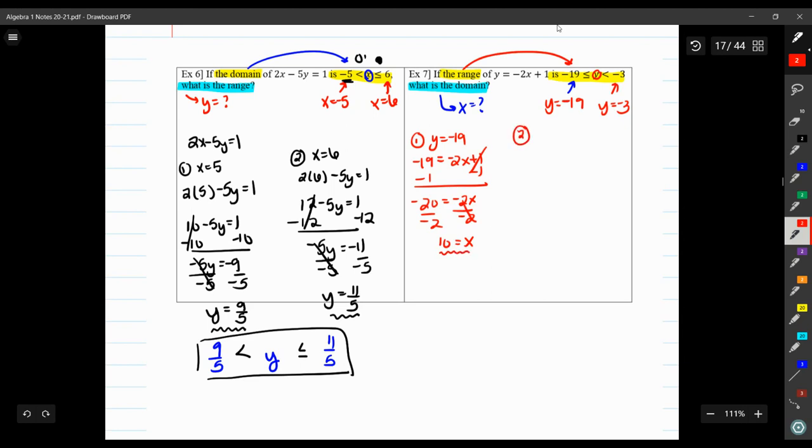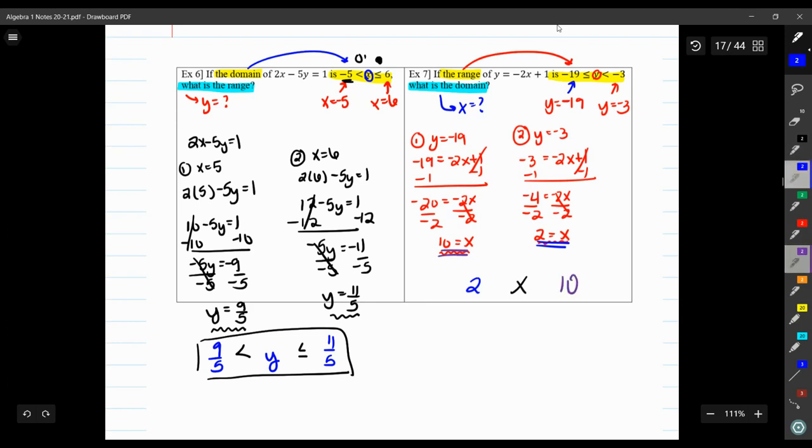Now we need the other boundary point. So we're substituting y equals negative 3 and solving for x. Negative 3 equals negative 2x plus 1. Subtract 1 from both sides. Divide out the negative 2. And we get x is equal to 2. So we need to put this into least to greatest. So in our domain, our smallest value is actually the 2. Then we'll have x. Then our large value is the 10.